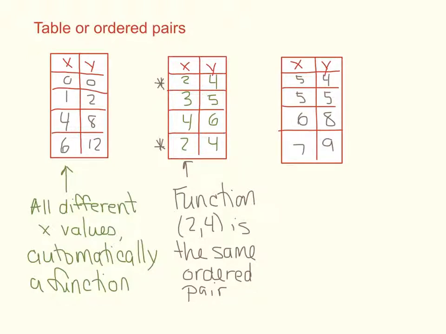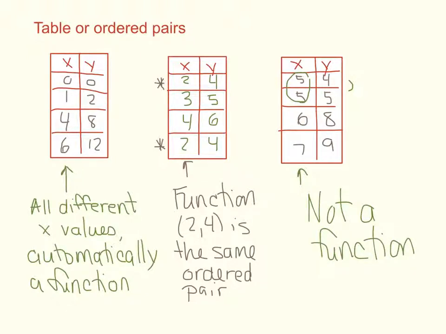So in this one, again, I'm looking at this column to start off with. I have these 5s that are the same. If you notice, their y values right here are different. So because these are different, this is not a function. So always look to your x values first, then look at the corresponding y values.